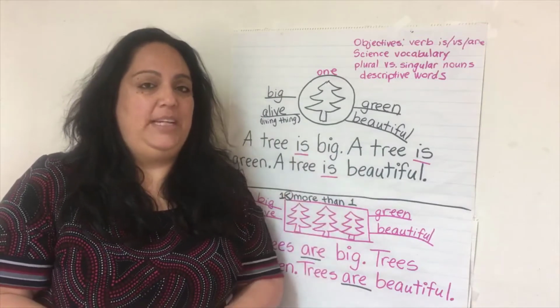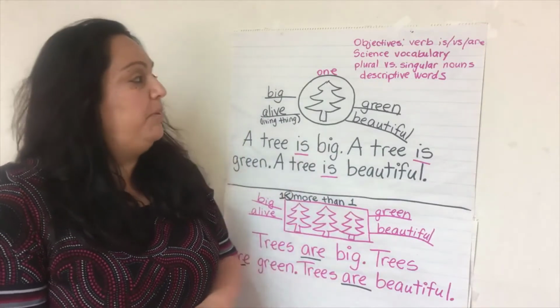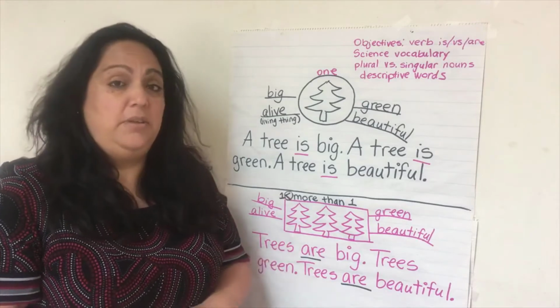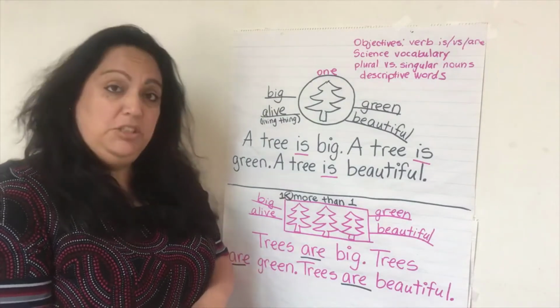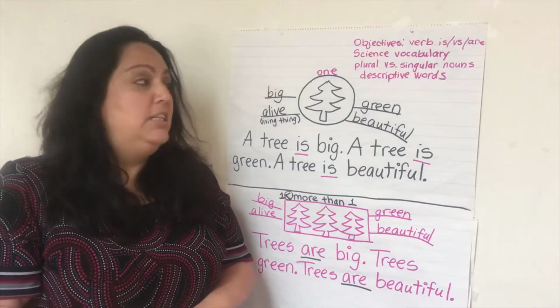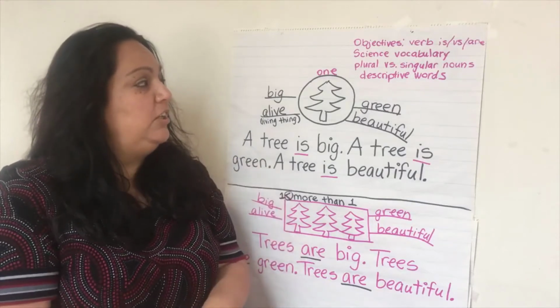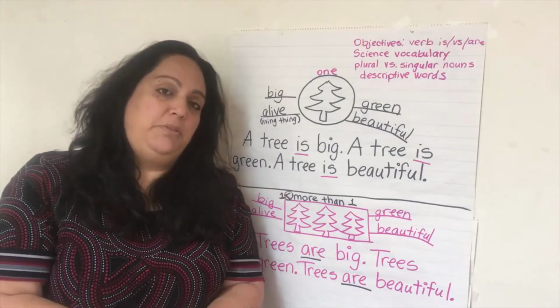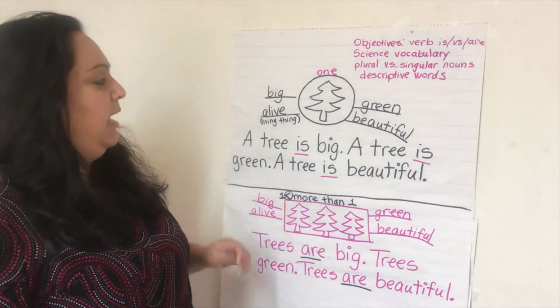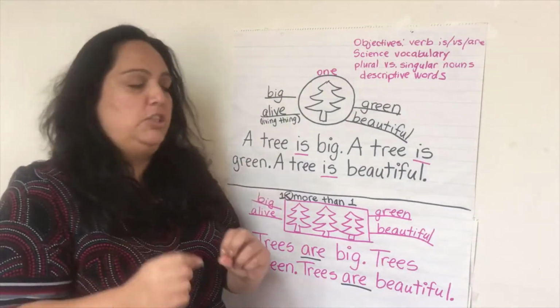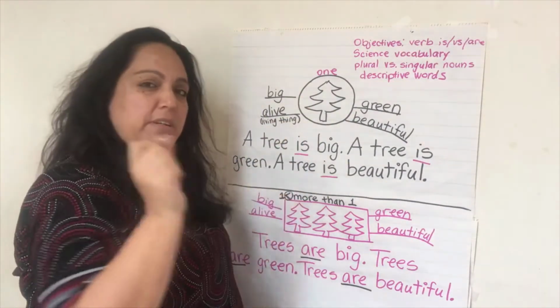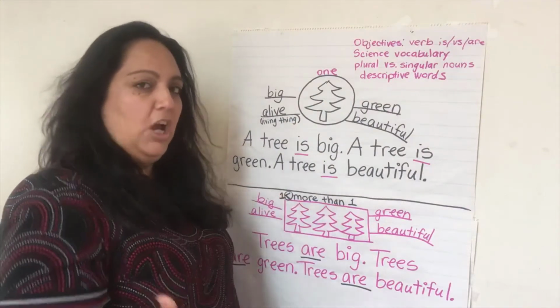So this is another way to do this, but this time I'll be focusing on the verb is versus the verb are, also using some science vocabulary, talking a little bit about plural versus singular, and using descriptive words. Okay, so this time I'm going to ask the kids to go ahead, and everything I do, even if it's not the objective, I want to be talking the whole time.